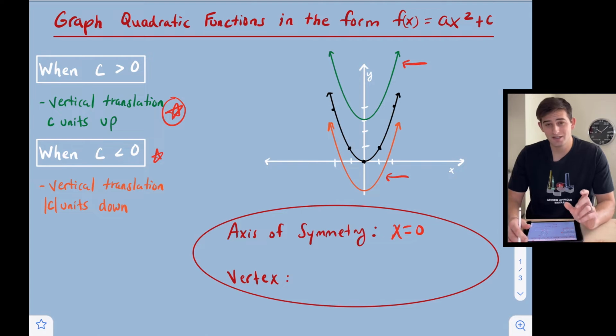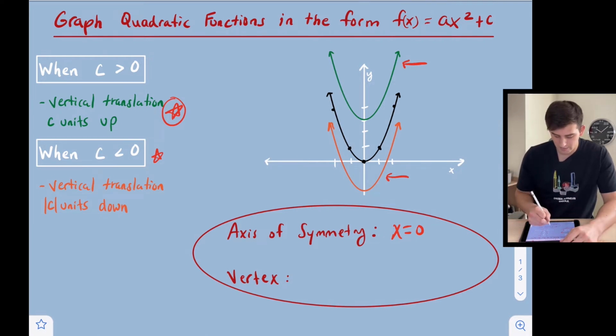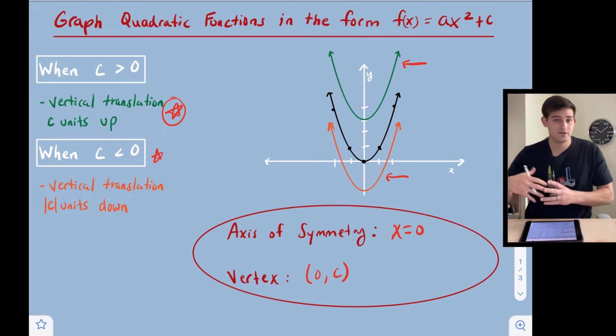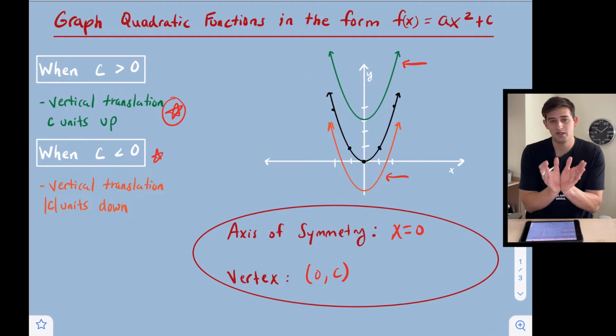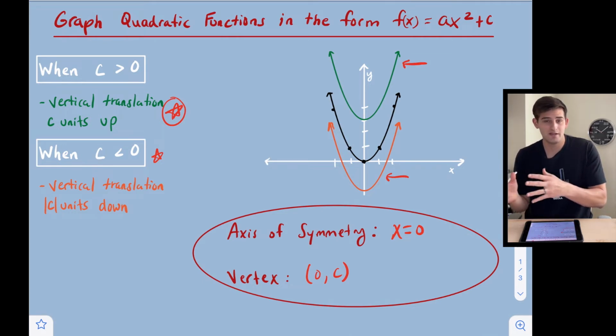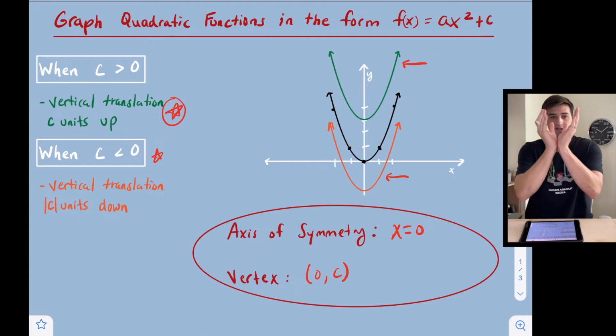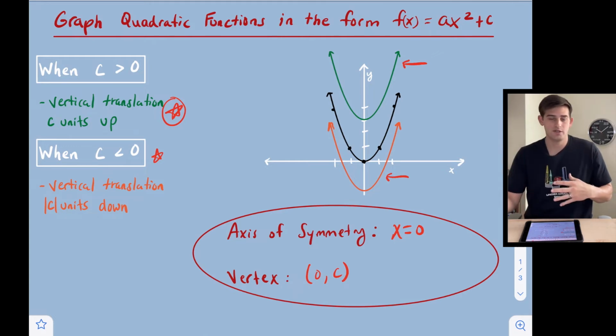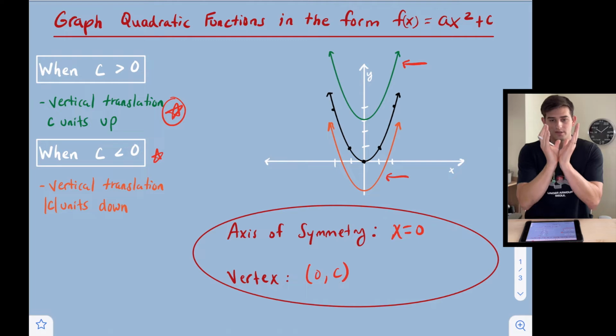However, our vertex can change. The part of the vertex that won't change is our x value. So our x value is still 0, but our y value will just be whatever c is. Okay, so remember we're starting with our vertex at the origin. So if our equation says plus 5, then our vertex is going to move up to (0, 5). If our equation says minus 8, then our parabola is going to move down and our vertex would be (0, -8).